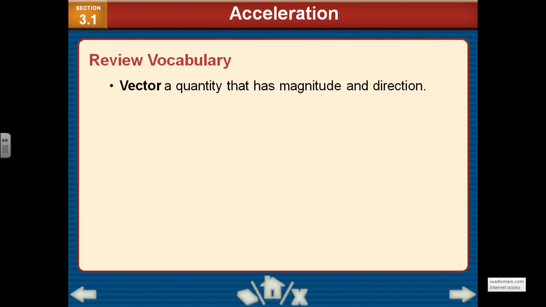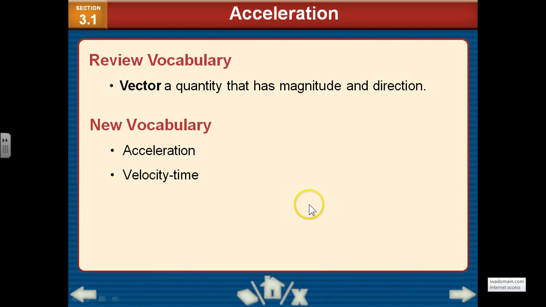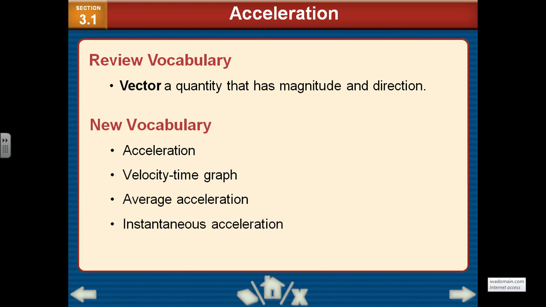important to this chapter. Recall that a vector is something that has a magnitude and a direction. We're going to be talking about vectors again, and we're going to be talking about the concept of velocity in terms of physics. We're going to look at velocity time graphs, and we want to look at something called average acceleration as well as instantaneous acceleration and see how the two differ.